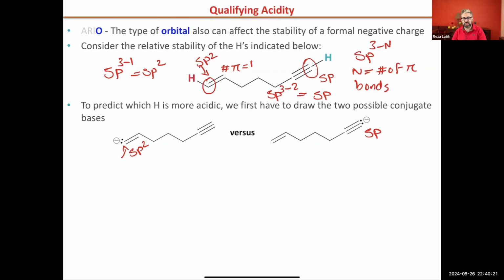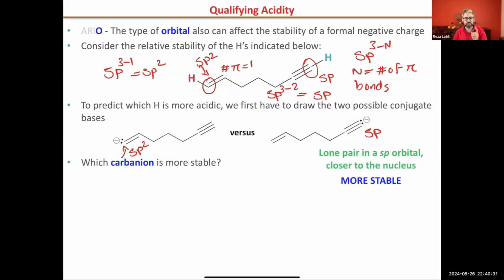More stable means less reactive, okay? So sp is more stable, which means less reactive. So I'm going to say if you take H from sp hybridization, you will get a more stable conjugate base, and because the conjugate base will be more stable, that H will be more acidic. I'm talking about this H. That H is more acidic.